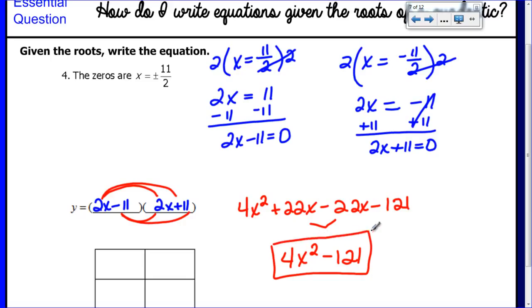This is my solution. This is what gives me that as the roots. And so if you just have one root, you're only going to solve it once. This one has a plus or minus, so you have to do them both. But so you just take it, you make it equal 0, then you multiply your two factors together. So that's how we write equations given the roots.